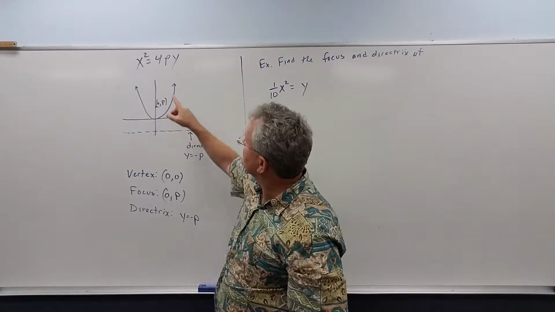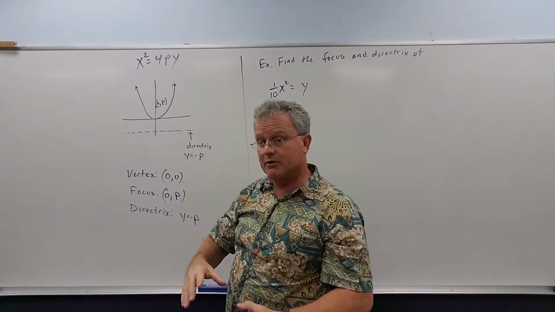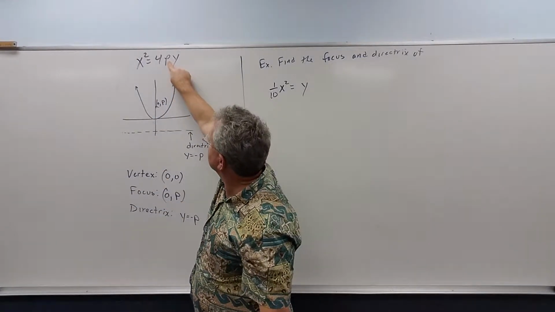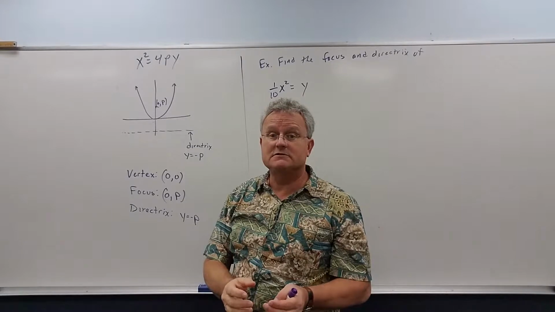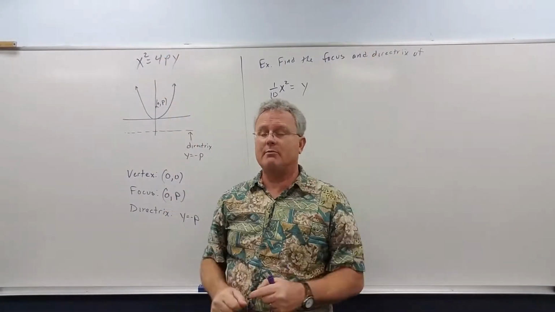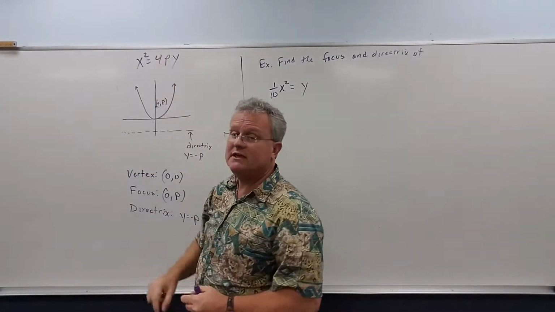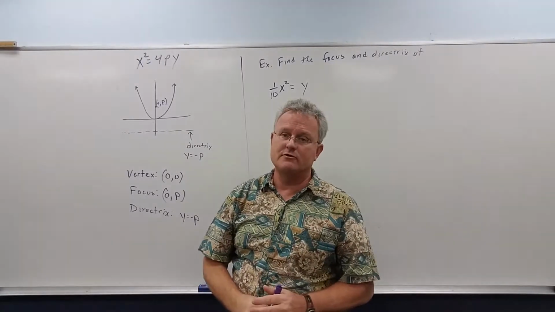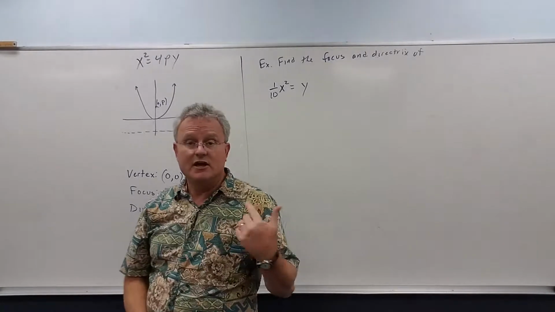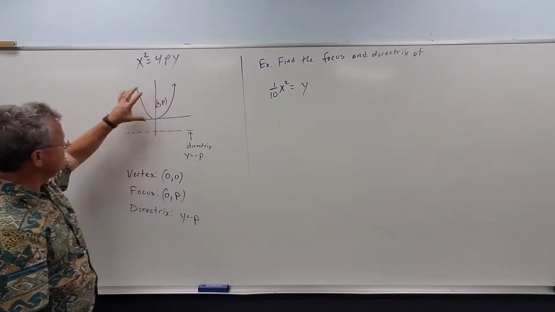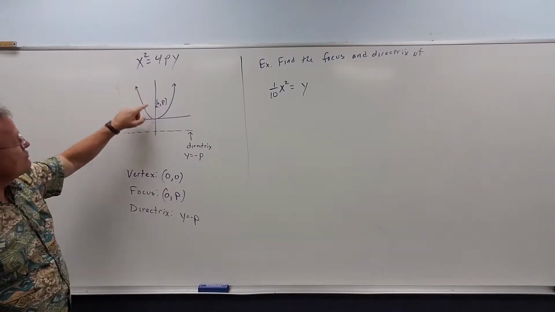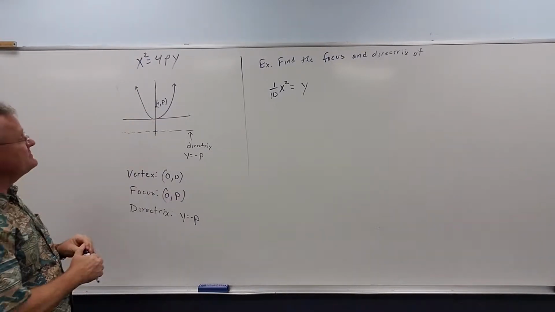Second thing is, how do we know when it goes up or down? If this number right here, that p, is positive, it's going to go up. If p is negative, it goes down. All right. Second, we're considering parabolas where the vertex is the origin.